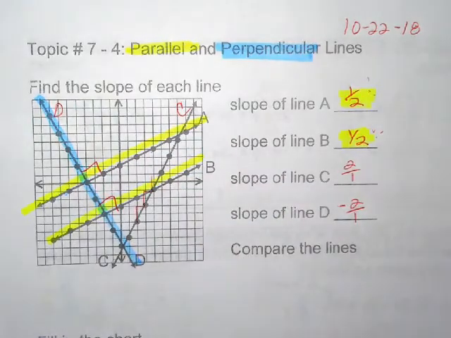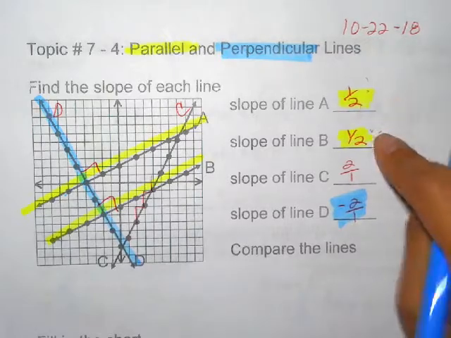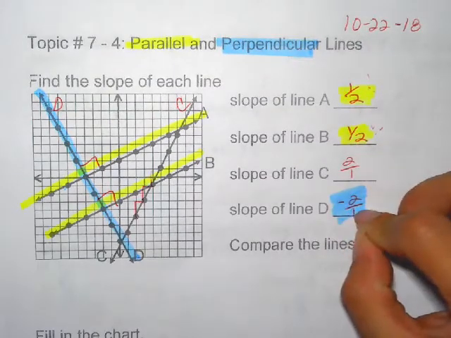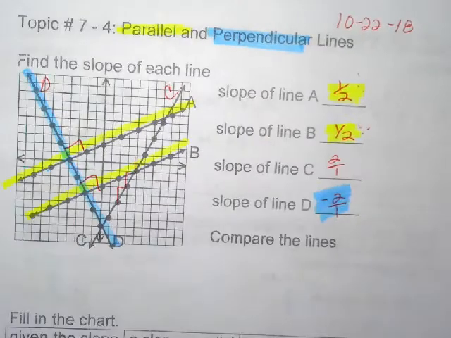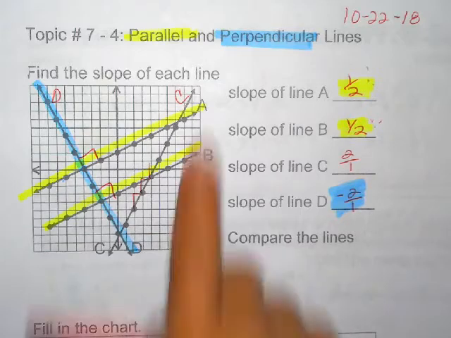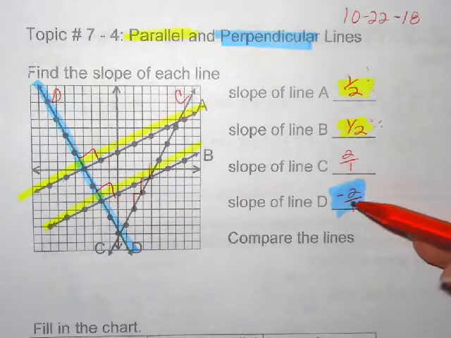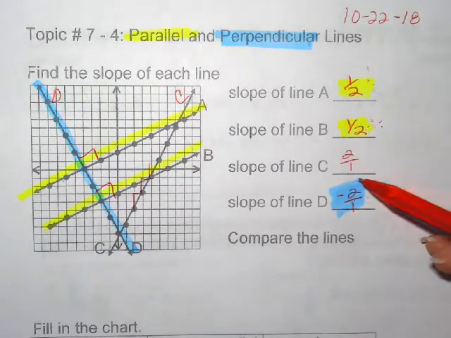What do you notice about the slope of D versus A and B? One is positive, one is negative. What else? Very good. They're reciprocals of each other. Yes, it looks like they're flipped, but that's reciprocals of each other. So that's the big thing we need to remember today for perpendicular lines. That if they're parallel, they're the same. If they're perpendicular, one is positive, one is negative, and they're reciprocals of each other. 1 over 2, 2 over 1.